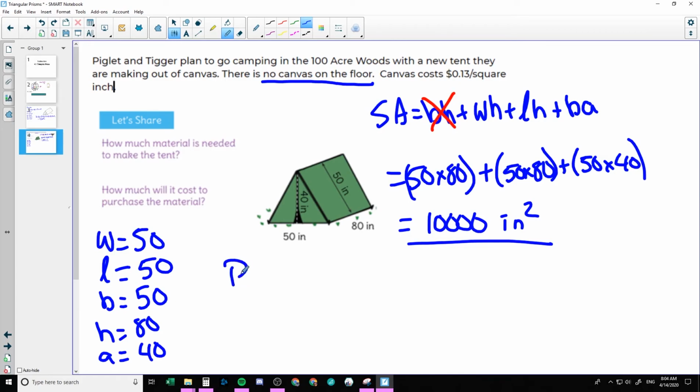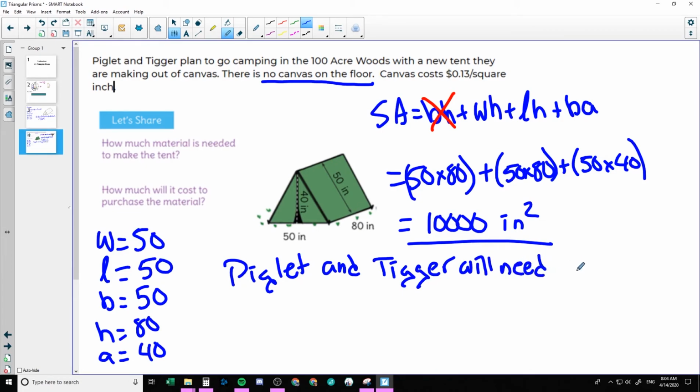So Piglet and Tigger will need 10,000 square inches of canvas. It's not how you spell canvas.